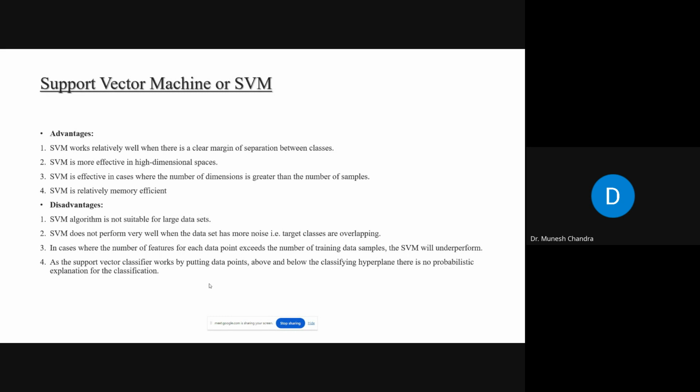But in spite of having many advantages, support vector machine also has certain disadvantages. As we know, this is a machine learning algorithm, so it is not suitable for large data sets, and it does not perform well when the data has noise. So if there is noise or the size of the data is large, then support vector machine does not work properly.